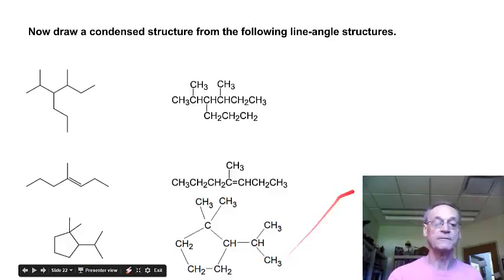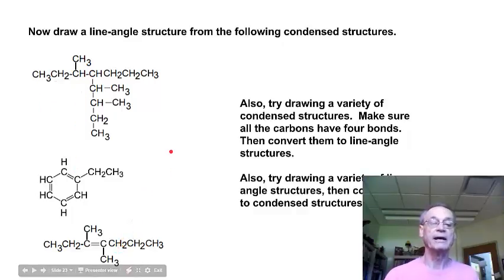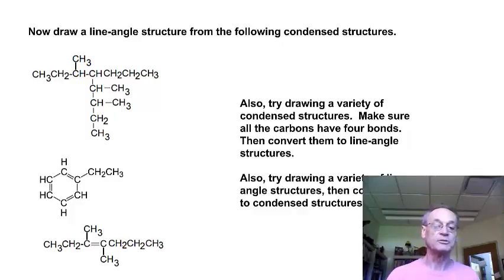Now, here are some more complicated condensed structures. Try drawing them as line angle structures. That would be a good quiz for you. Also, try drawing a variety of line angle structures. Just go crazy and draw dashes and angles and stuff all over the place. Just make sure you don't have more than 4 bonds to any particular point in the structure or any particular carbon atom. And then convert them to condensed structures.